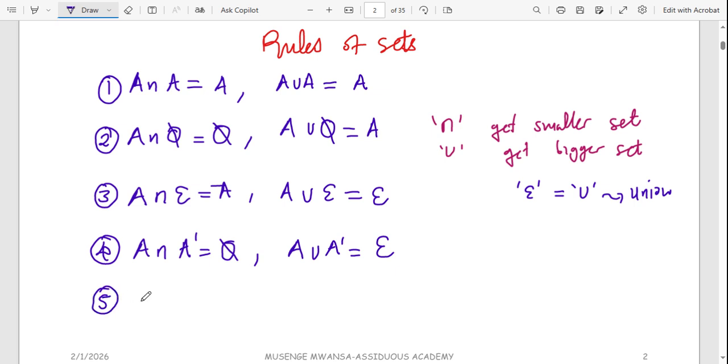The other one that I want you to know is when you have a complement of a complement, the answer is just that those two complements cancel out. As simple as that. And then I want you to also know what we call the difference law. This one is A minus B. A minus B means that you are looking for elements that are in A but should not be in B. So A minus B is the same as A intersection B complement. This is known as the difference law.